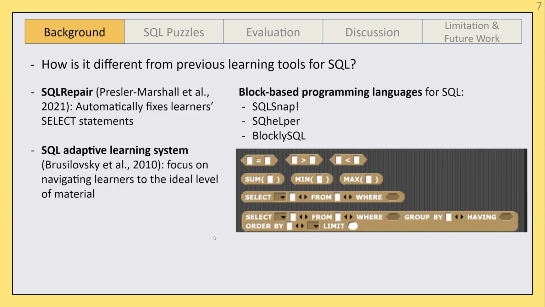So, how is micro-Parsons problem different from previous learning tools for SQL? Previous work has developed some tools for SQL, but they are focused on different aspects. For example, SQL Repair automatically fixes learners' select statements, and another SQL adaptive learning system by Brusilovsky focuses on navigating learners to the ideal level of material, so they were creating adaptive difficulty for learners. There are also some block-based programming languages for SQL, like SQL Snap, SQL Helper, and Blockly SQL.